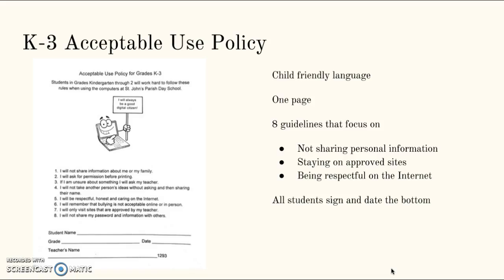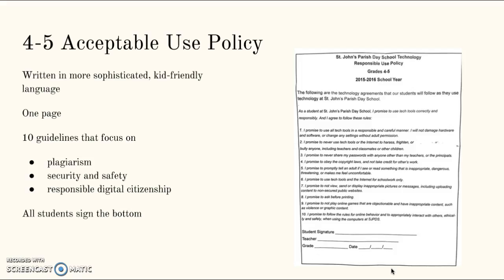The first student AUP is for students in kindergarten through 3rd grade. The language is simple and can easily be understood by a 5-year-old. This 1-page document contains 8 guidelines for students to follow. The policy focuses on not sharing personal information, staying on approved sites, and being respectful on the internet. The second AUP is written for students in grades 4 and 5. It's a short 1-page document, and although the language is more sophisticated, it can be easily understood by 9-year-olds. The 10 guidelines focus on plagiarism, security and safety, and digital citizenship.